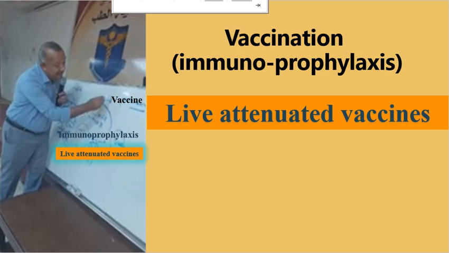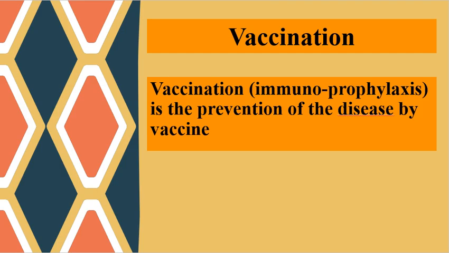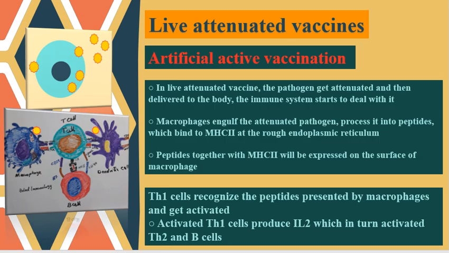In this video lecture, I'll be talking on live attenuated vaccines. And as you may know, vaccination is the prevention of disease by vaccine. And live attenuated vaccines are artificial vaccines. Actually, they are artificial active vaccines.